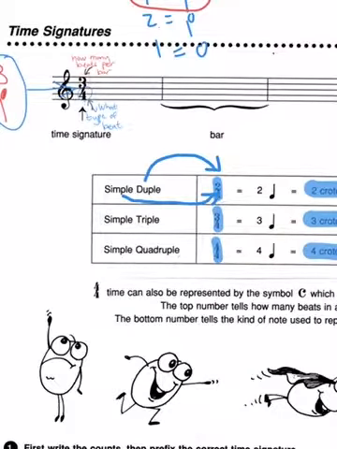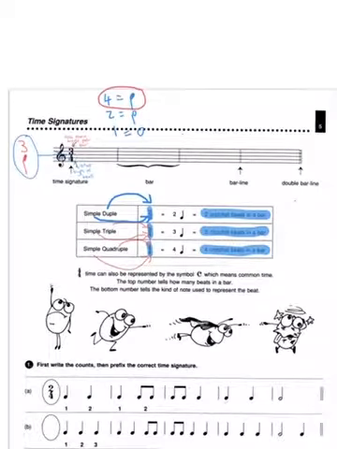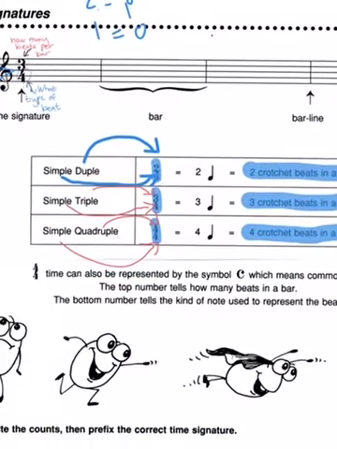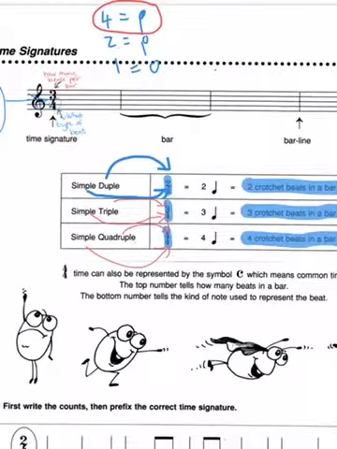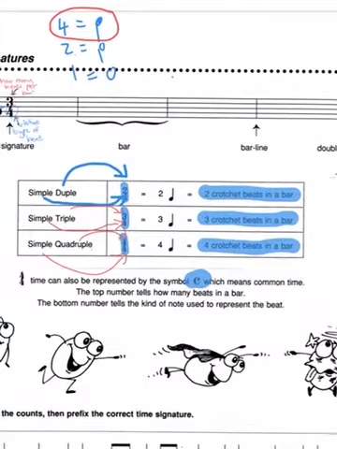And let's have a look at this next one. Simple derives from the 4 on the bottom and triple from the 3 on the top, 3 being triple. Quadruple, the 4 on the top. Again, simple is the 4 on the bottom. All right, so let's have a look here. A little bit of information for you here is that 4-4 can be represented as a C symbol. Okay. That basically means common time.